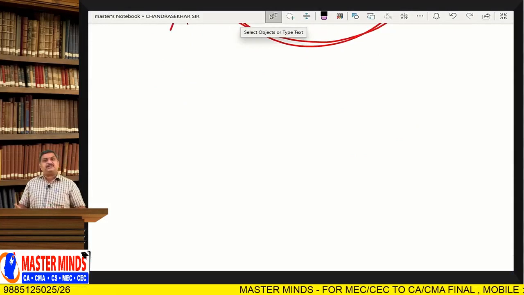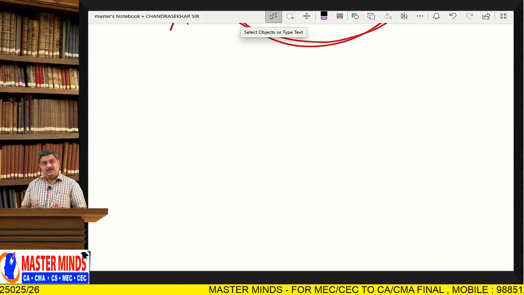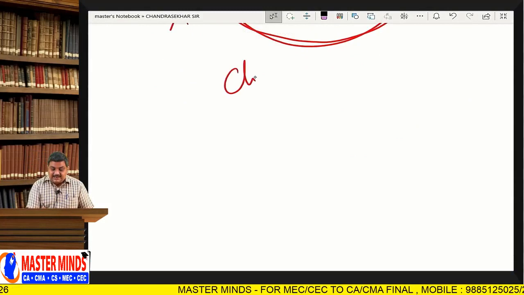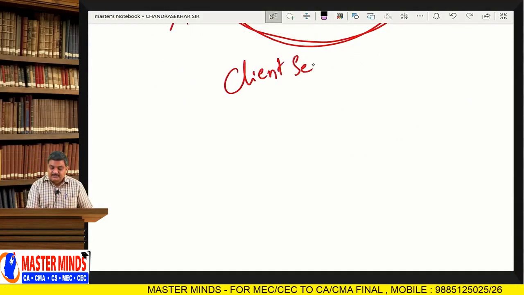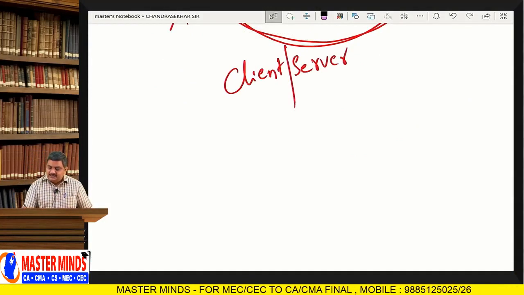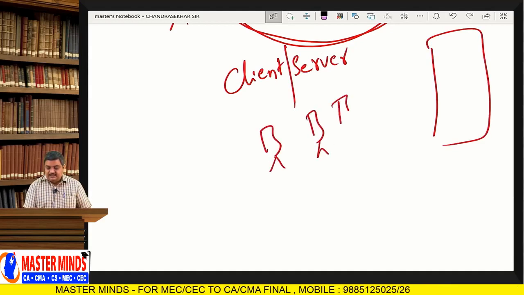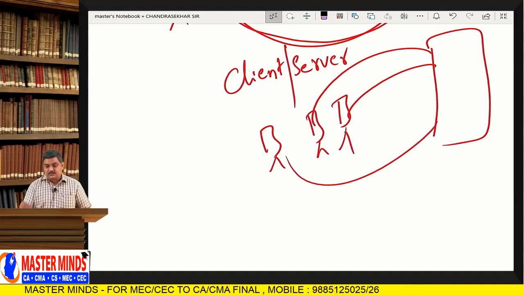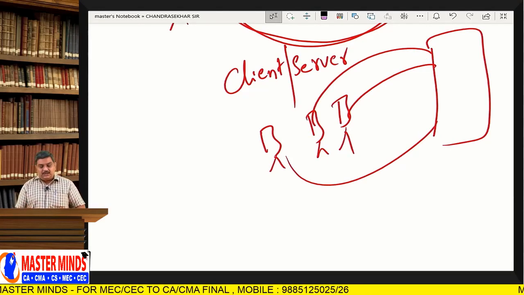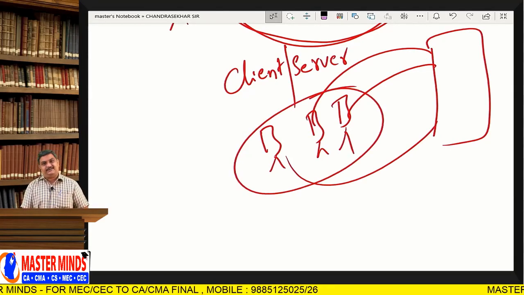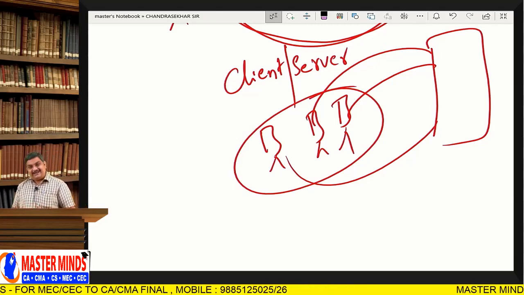Generally in large organizations we don't have a peer-to-peer model, but we will have a client-server model. Client-server model means there will be a server here and several clients will be connected to that particular server. Now we need to learn about the types of clients. How many types of clients can be there?